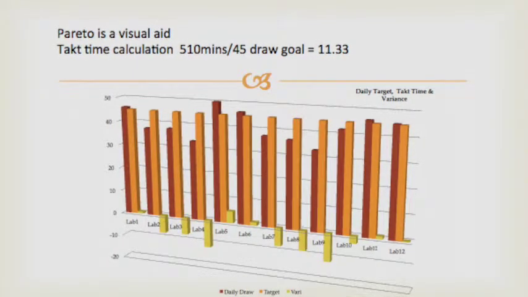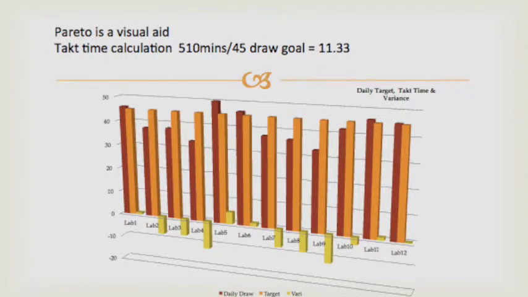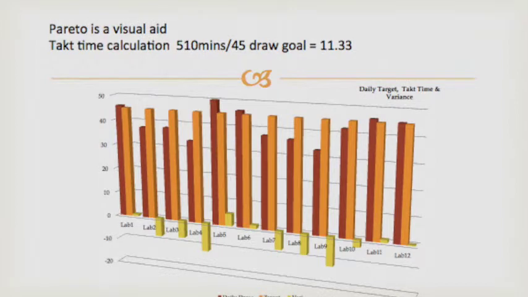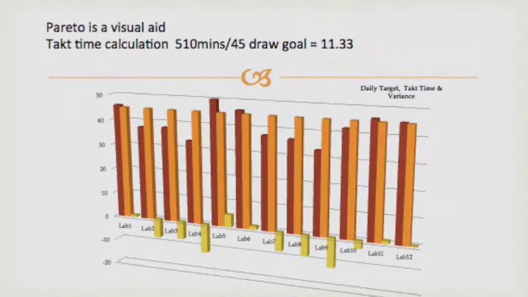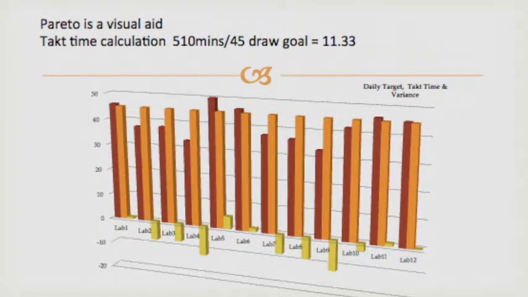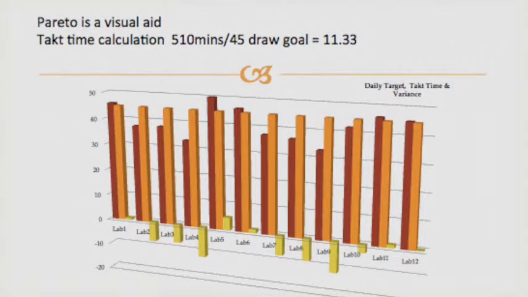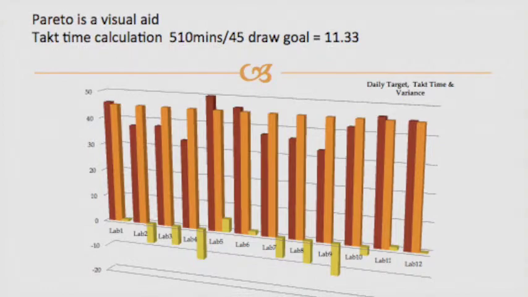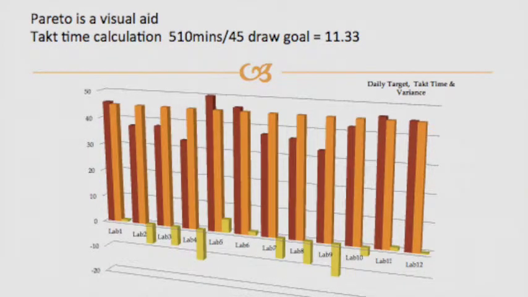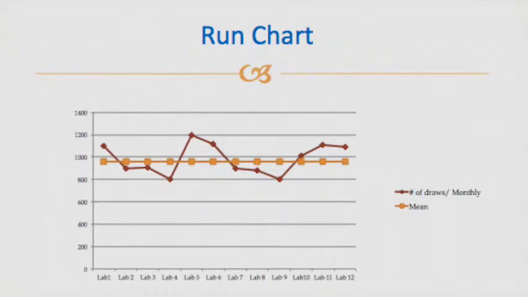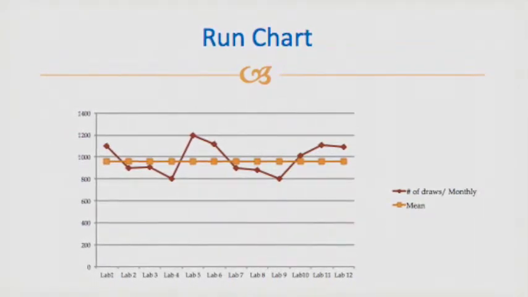We are trying to calculate the takt time. We have red color means the daily draw, orange color means the target, the green color means the variance. So we calculate the time that we have. We have 510 minutes divided by 45 draw goals equals 11.33. Run chart. Run charts means visually see our monthly target between labs.